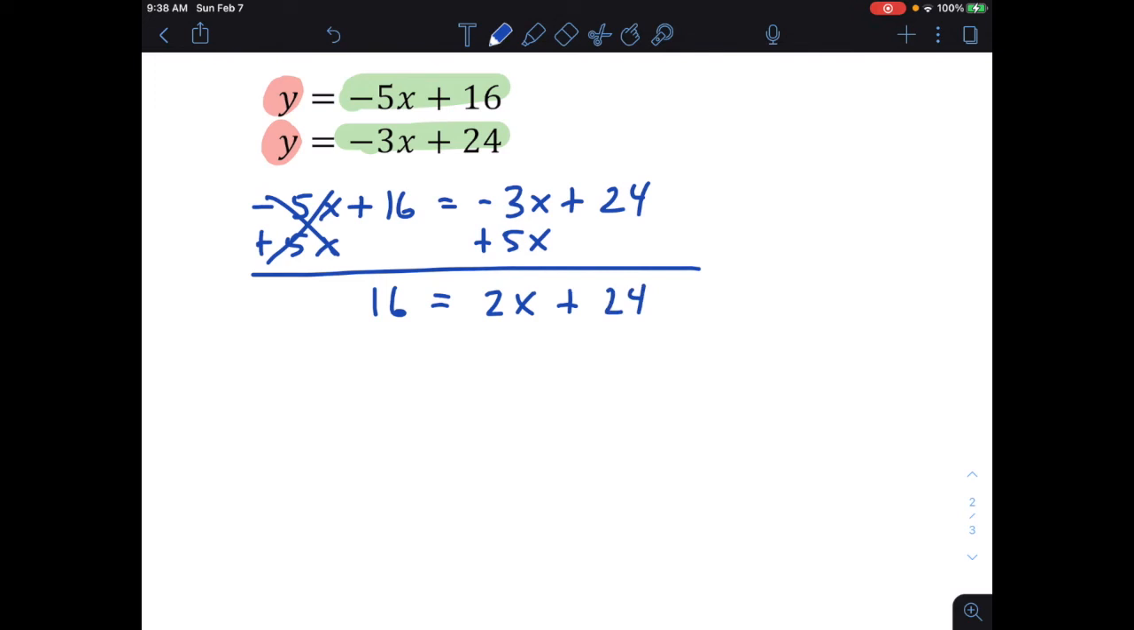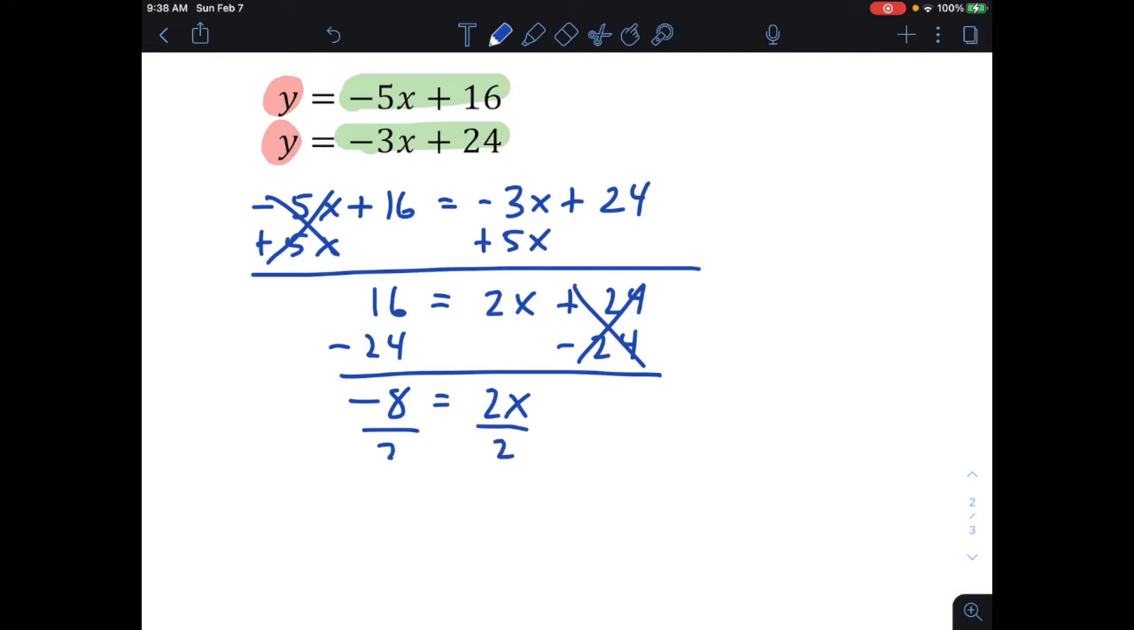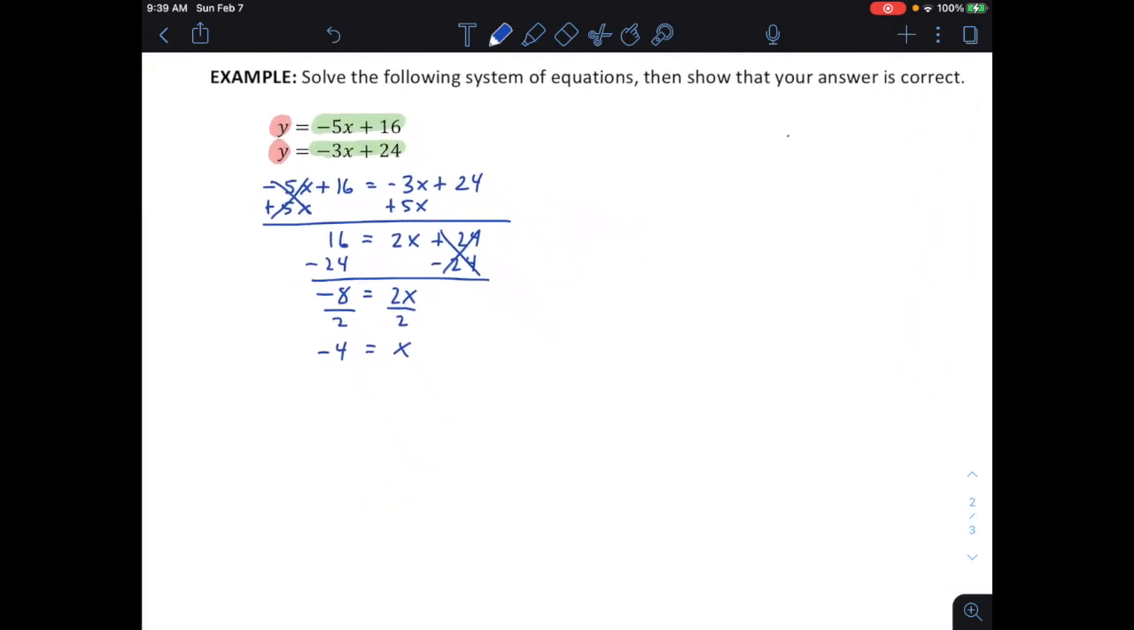So negative 3 plus 5 is going to be a positive 2x. Okay, and then 2 steps to finish this one. Subtract 24. So we have negative 8 equals 2x because the 24s cancel each other out. And then we divide by 2 to get x equals negative 4. Okay, so it's okay to have negatives. If you remember from graphing, we had answers that were negative, so it's okay.